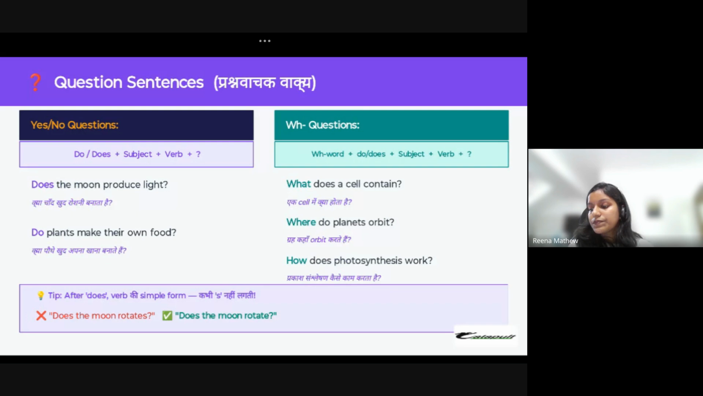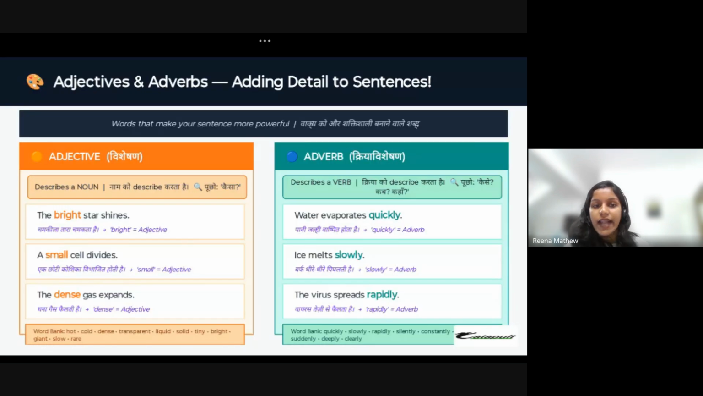Okay. Now we'll learn adjectives and adverbs. Adjectives and adverbs are used to give some details to the sentence. So look at the sentence: The bright star shines. The adjective here, adjective matlab visheshan. Can you identify the subject? The noun is star. So if I say the bright star, I am adding a visheshan to the star. I am saying that it is bright. I'm adding a quality. I'm describing.